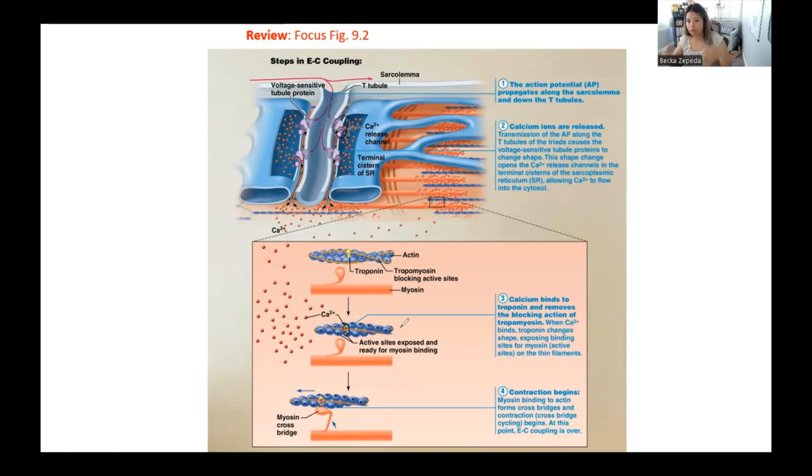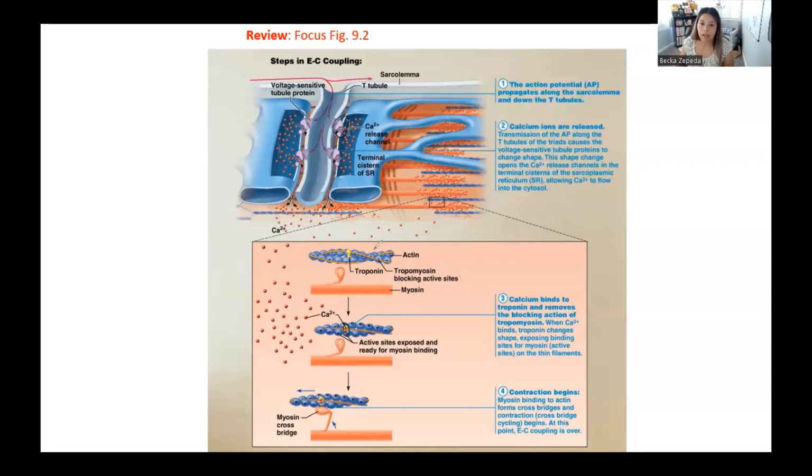It's going to do that over and over again until there's no more signal being sent to that muscle cell. And then once there's no more signal, the action potential is done, that calcium is going to be actively transported back into the sarcoplasmic reticulum. These proteins, troponin and tropomyosin, are then going to block the active sites on actin again, and you're no longer going to be able to create that cross bridge.